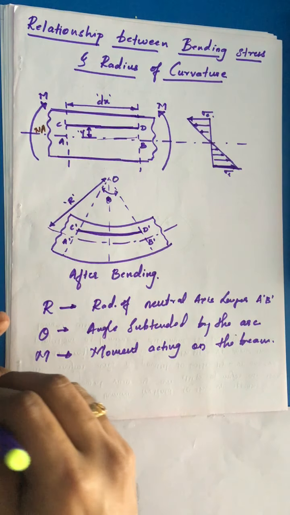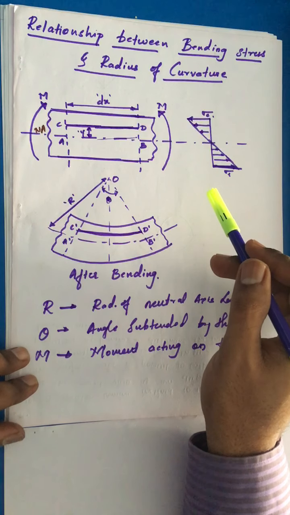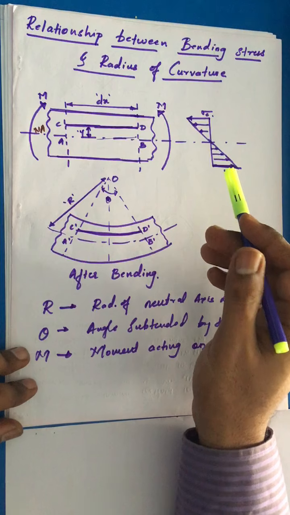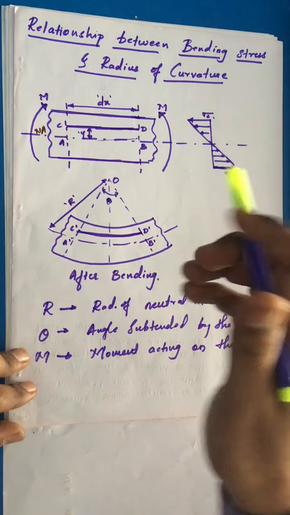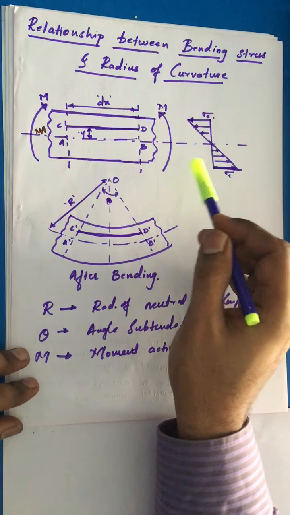The bending equation basically consists of two parts, and the first part is the relationship between bending stresses and radius of curvature. We are going to derive the relationship between bending stresses and radius of curvature. Now let me explain this diagram.